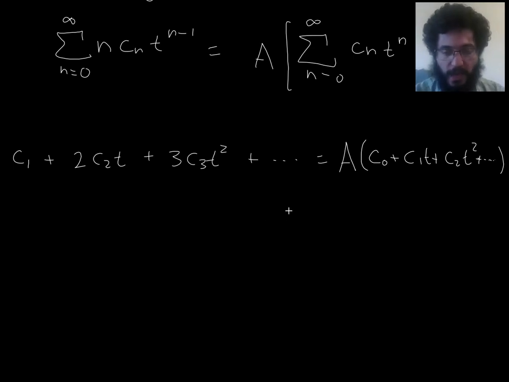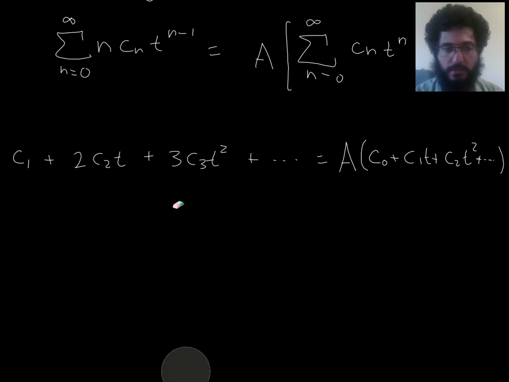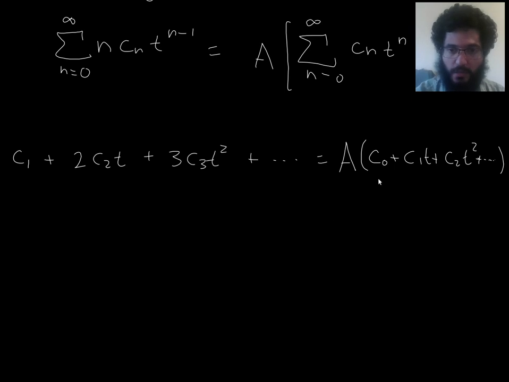So to make that happen, the functions 1, t, t squared, etc., these are linearly independent functions. We've encountered that fact before and used it many times while using the method of undetermined coefficients. These are linearly independent functions. So to make this equality work for all t, we must have the coefficients matching up.